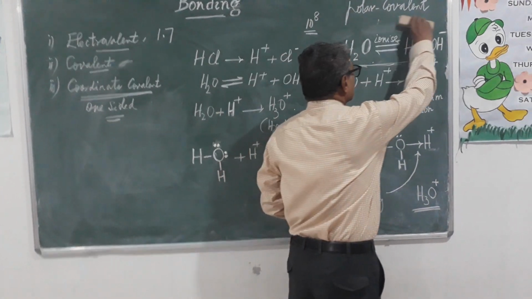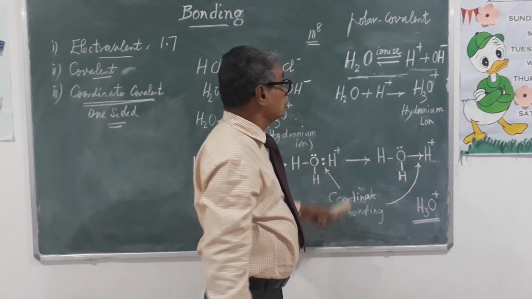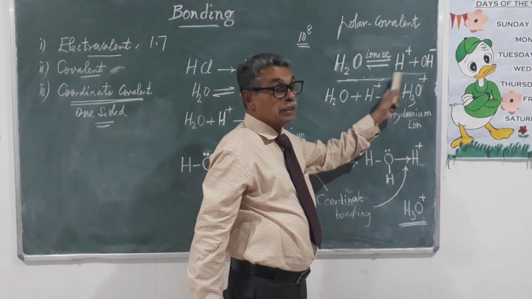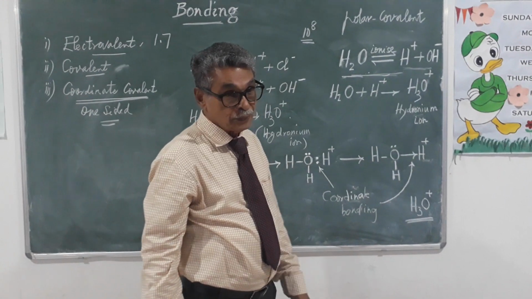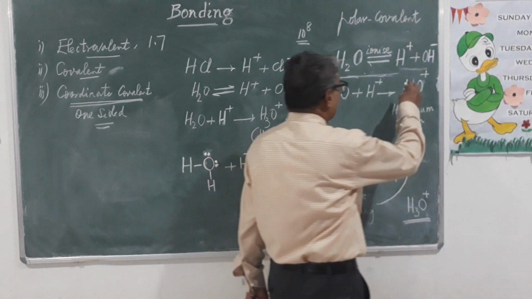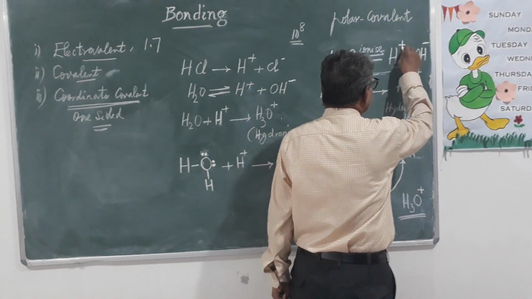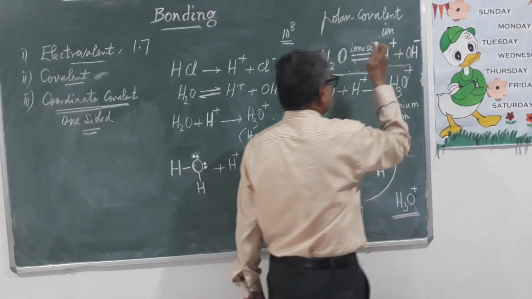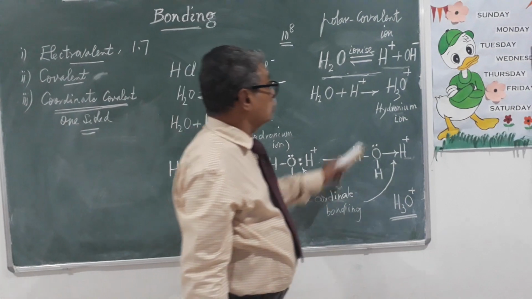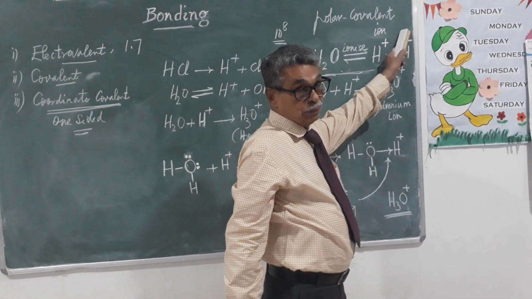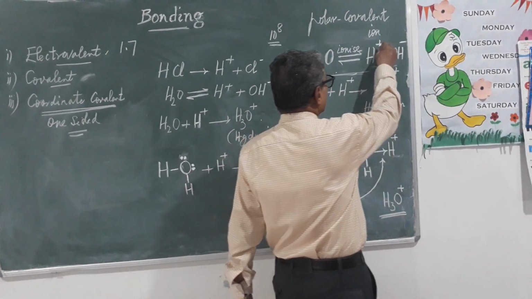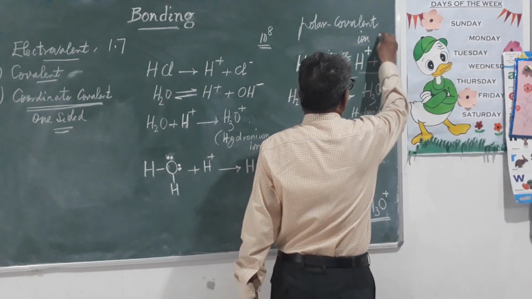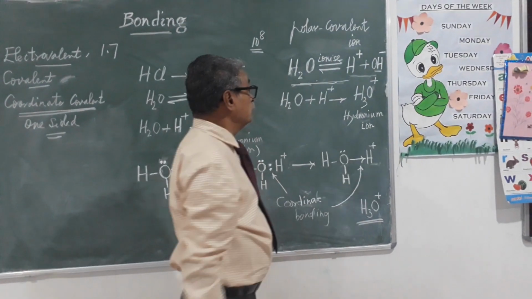Dissociation is for electrovalent compounds, I take it out. So, one molecule ionizes, H2O to H plus and OH minus. This H plus is called the hydrogen ion, and this is called the hydroxyl ion. I will come to that later.